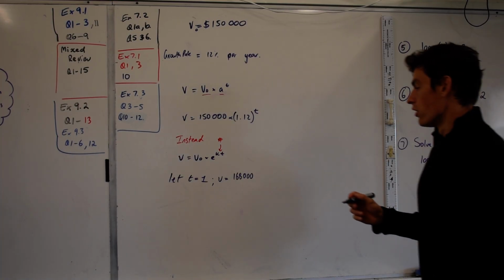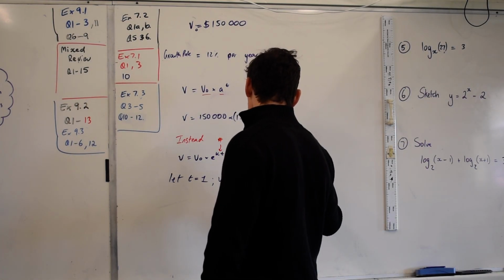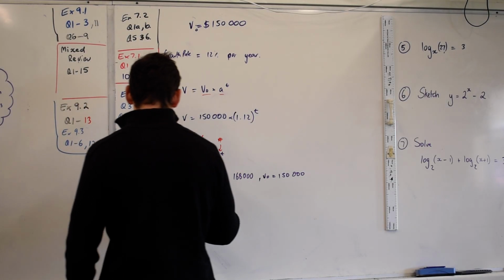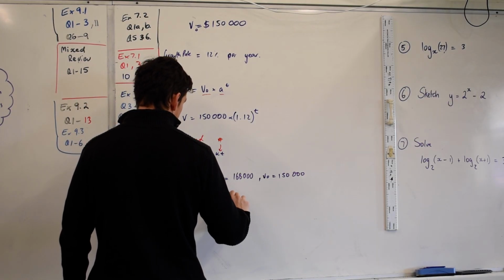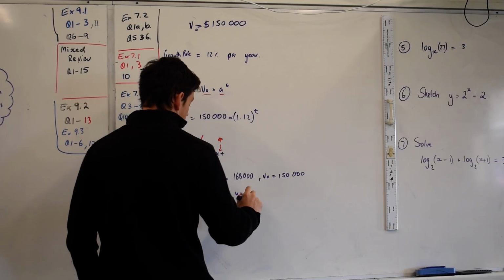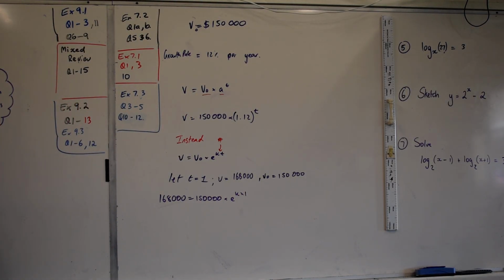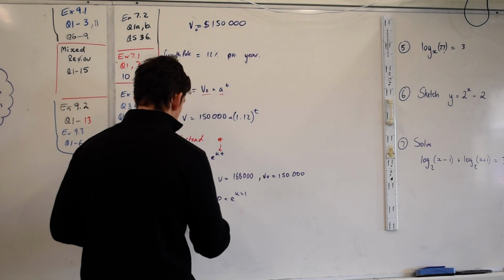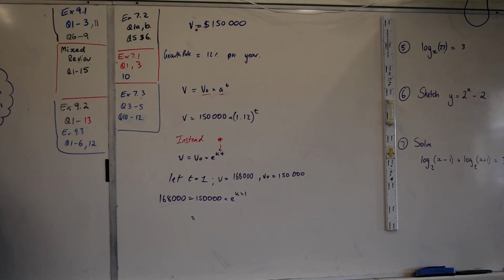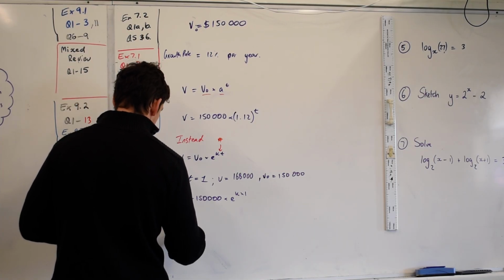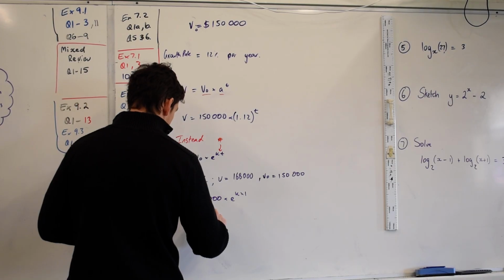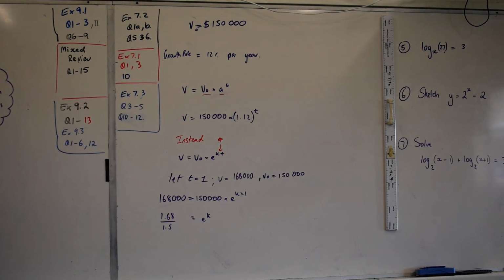So now I know $168,000 equals 150,000 times e to the power of k times 1. Sweet. What should I attack first here when I'm rearranging? 150,000, so I divide both sides by 150,000. I'm just going to get 1.68 divided by 1.5 equals e to the power of what? K. Happy with what I've done there?